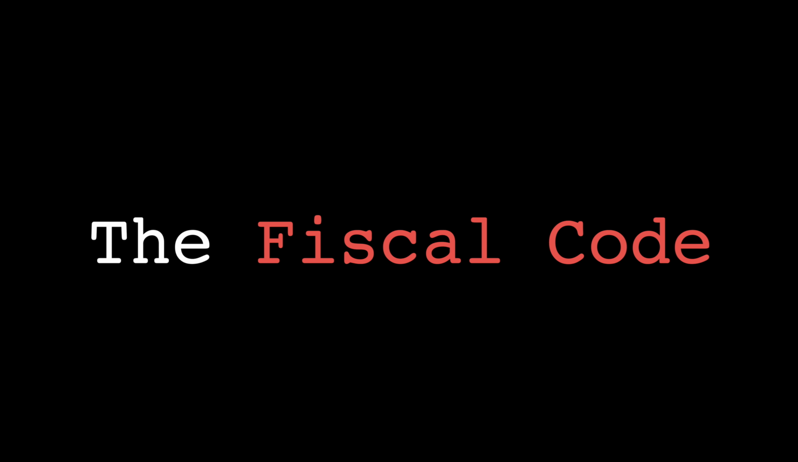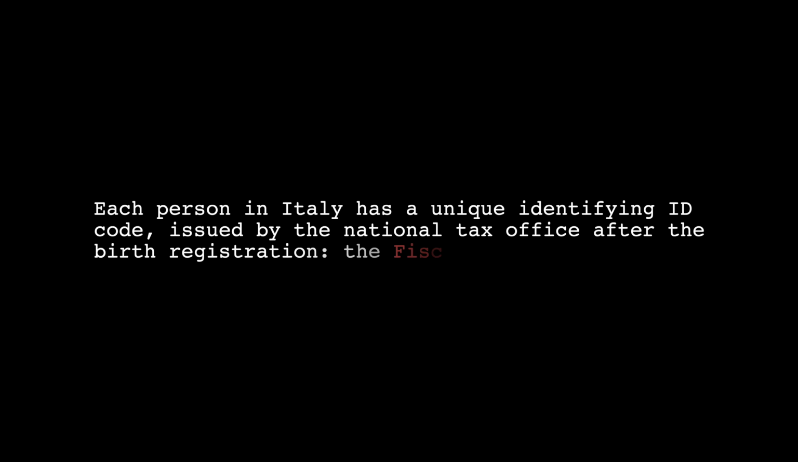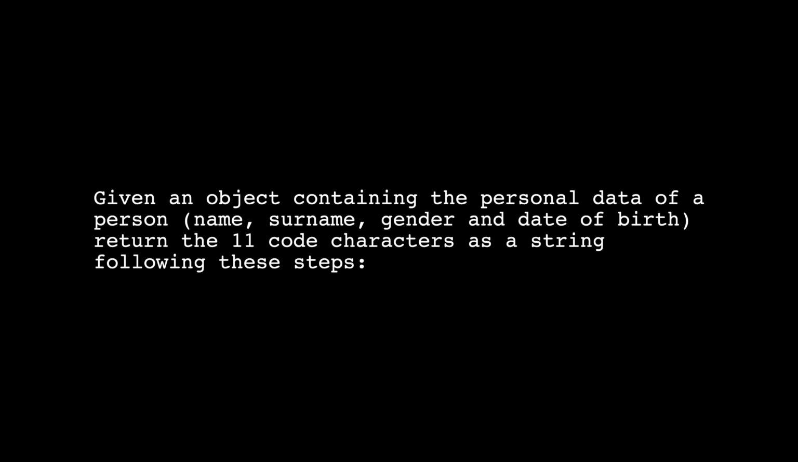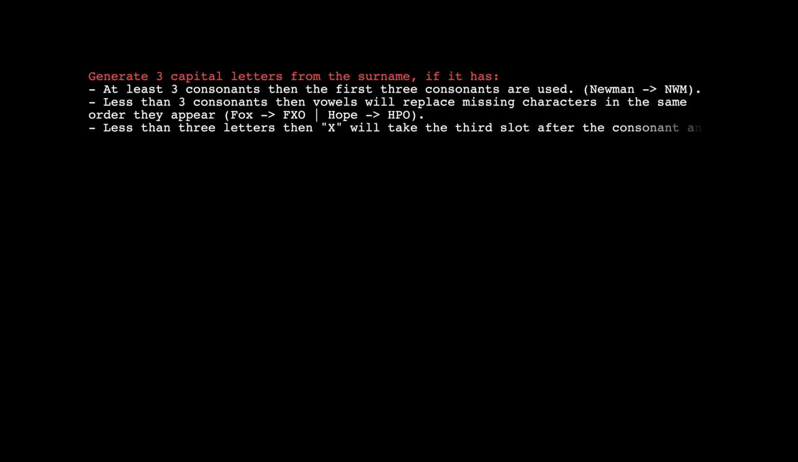Hey everyone! Today's task to solve is the Fiscal Code. Each person in Italy has a unique identifying ID code issued by the National Tax Office after the birth registration, the Fiscal Code. Given an object containing the personal data of a person, name, surname, gender, and date of birth, return the 11 code characters as a string following these steps.